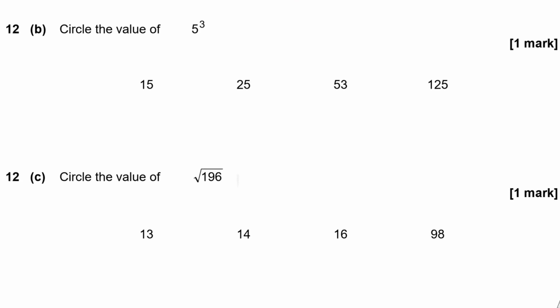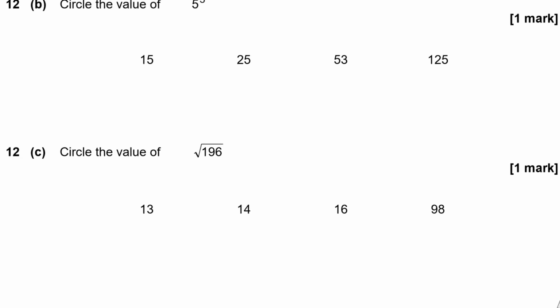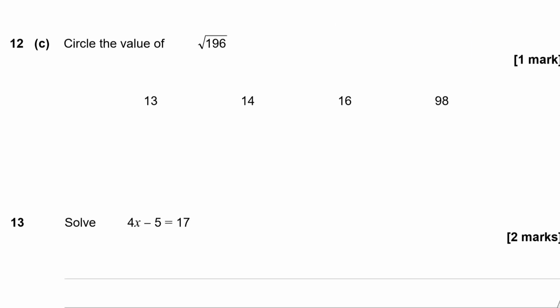Circle the value of 5 cubed. 5 cubed is 5 times 5 times 5. Again, 5 times 5 is 25, and 25 times 5 is 125. It's a good idea to know your cubes for the first 5 or 6 cube numbers. It comes in quite handy in the exam.